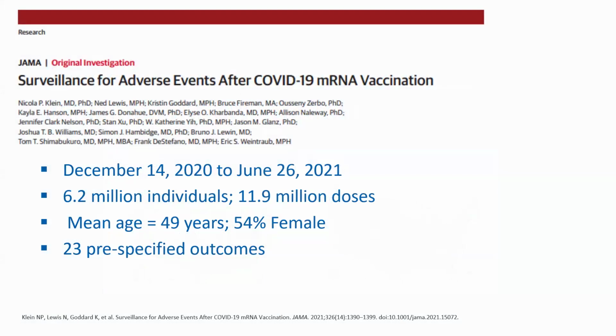So once the COVID vaccines received emergency use authorization from the FDA, we set up a rapid cycle analysis in the Vaccine Safety Datalink. The time period was between December 14, 2020 and June 26, 2021. It included 6.2 million individuals and about 12 million doses of the COVID mRNA vaccine. The mean age of the cohort was 29 years, 54% female, and we looked at 23 pre-specified outcomes, and this is for the weekly RCA analysis.